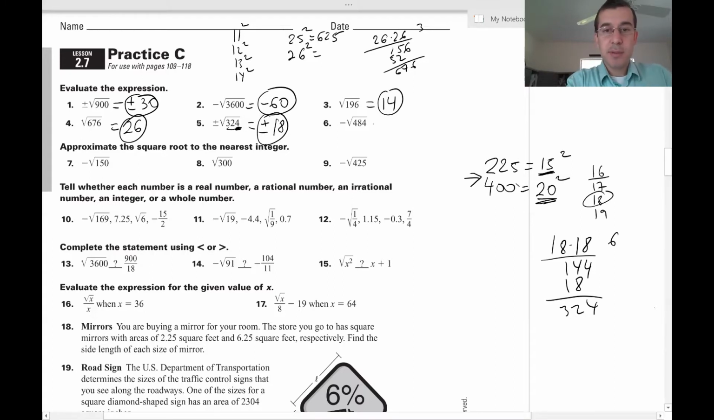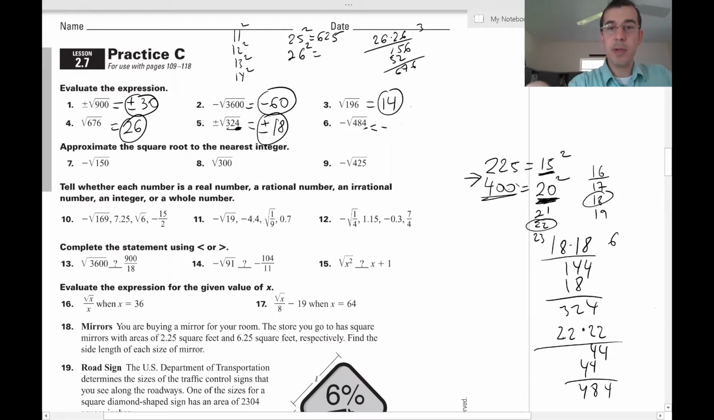So next one, number 6, it's minus square root of 484. So that's going to be over 20, because 20 squared is 400. So we have 484. So after 20 is like 21, 22, 23. So 1 times 1 is 1. Most likely it's going to be 22, because 2 times 2 is 4. The last digit is 4. So let's do it here on the side. So 22 times 22. 2 times 22 is 44. And again, 44. 484, exactly 484. So it is 22. So this is minus 22.